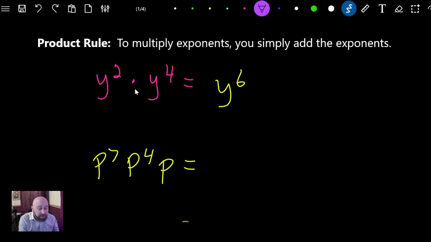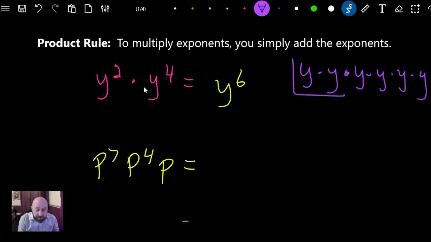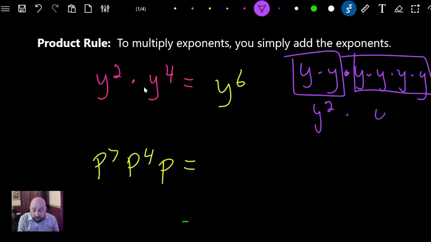Let's write y squared not using an exponent. So y squared not using an exponent is y times y. Okay, that's y squared, y times y. Now we're going to write our multiplication sign, and now we're going to write y to the fourth without an exponent. Y times y times y times y. Okay, so this is y squared, and this is y to the fourth. Y squared times y to the fourth, right?